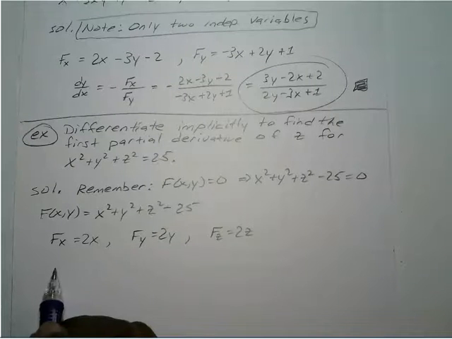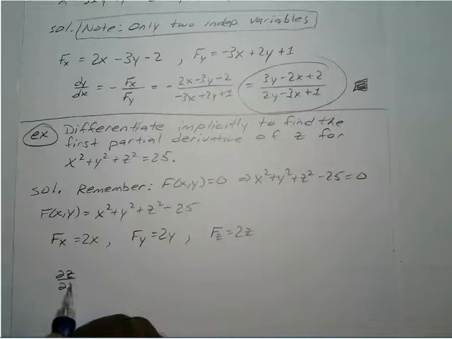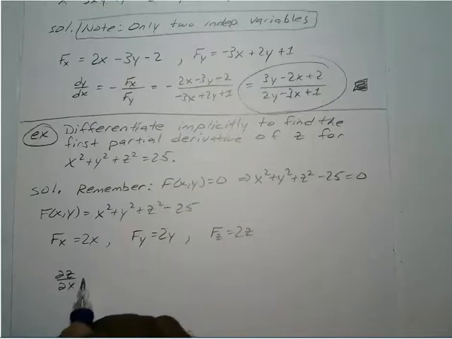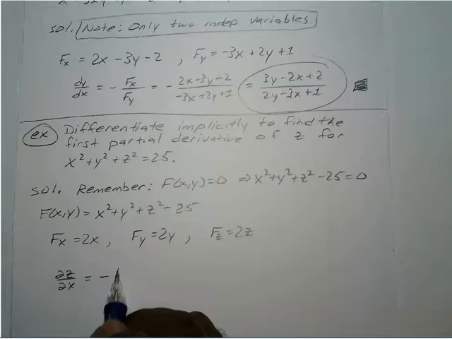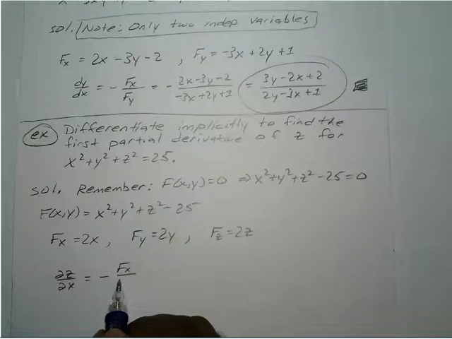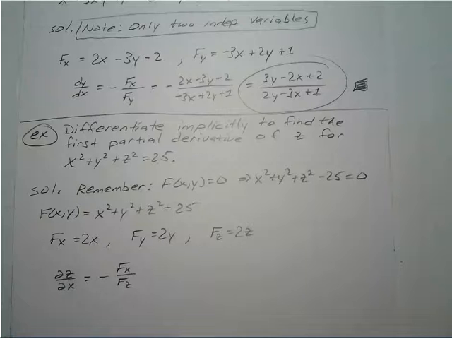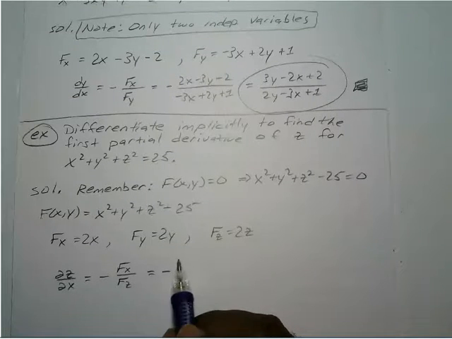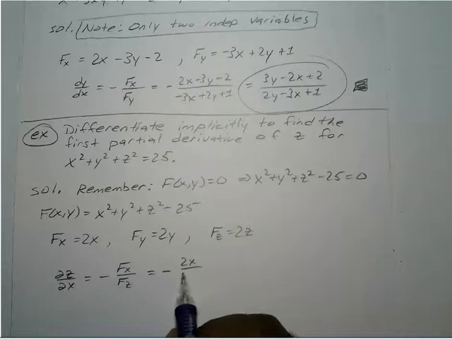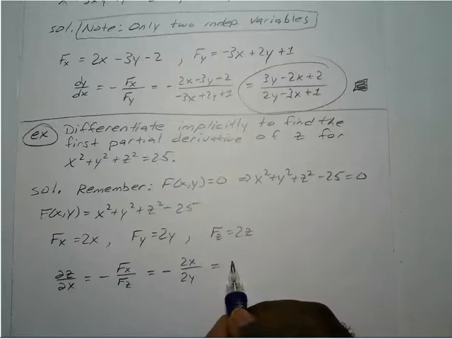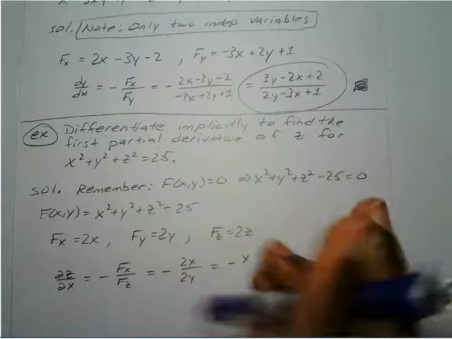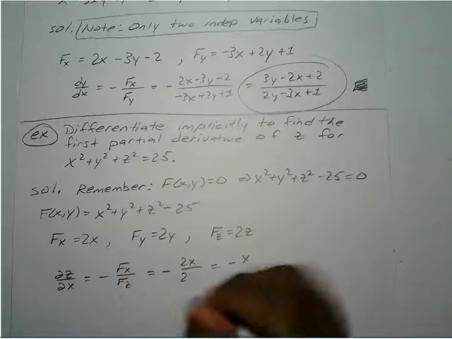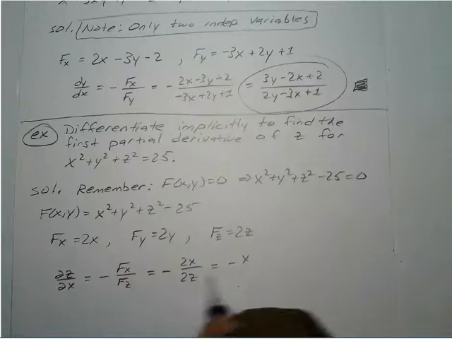So we just have to find our partial of z with respect to x and partial of z with respect to y. The partial of z with respect to x is going to equal the negative of the partial with respect to x over partial with respect to z, which is negative 2x over 2z, which becomes negative x over z.